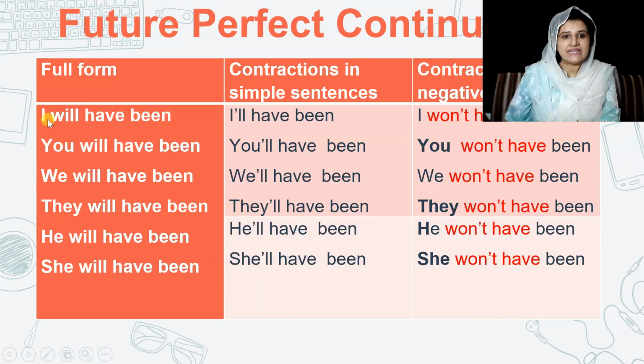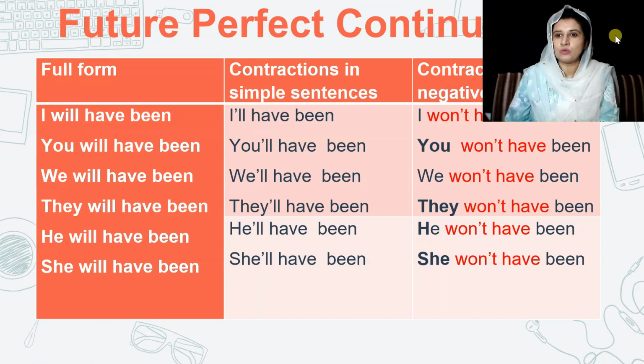For example, if it is I will have been, what you can do, you will contract will and instead you add apostrophe double L, right? We remove W and I and we'll say I'll have been working, you will have been working into you'll have been working, we will have been working into we'll have been, right? And so on and so forth.